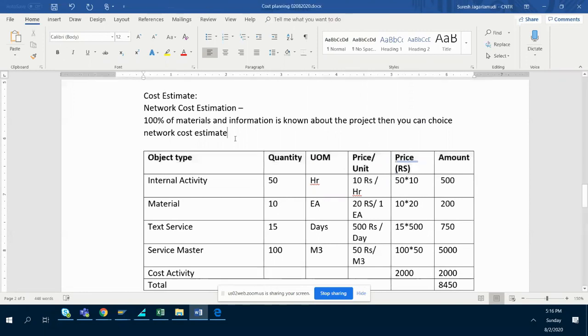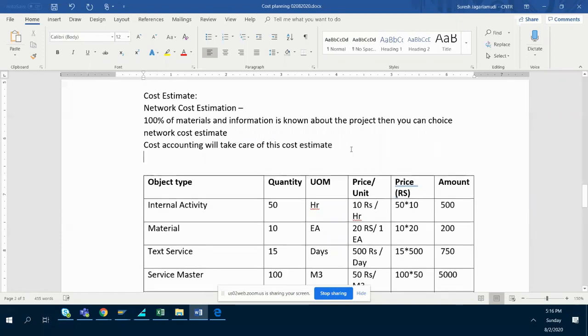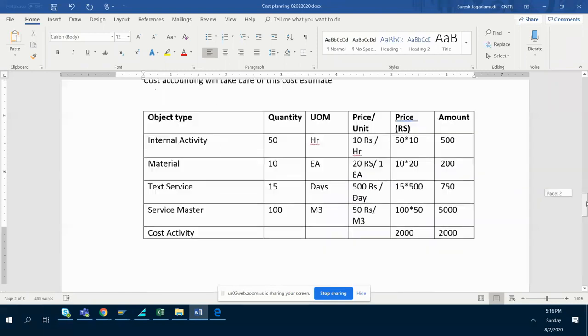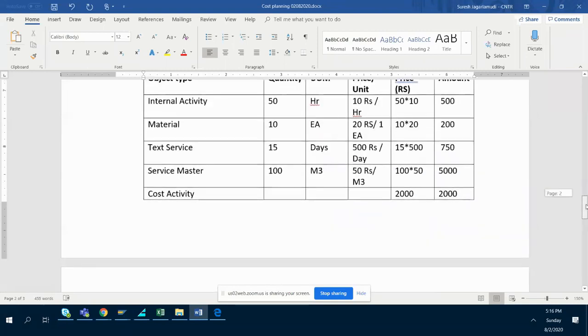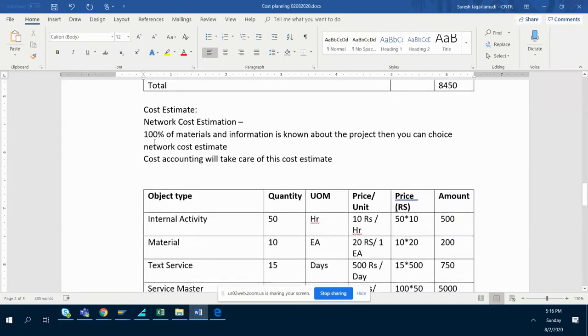So this is where cost accounting will take care of this cost estimate. More of internal control purpose. Everything is more of internal control purpose. Here, what we said is 100% of the materials and information is known. This is very important actually.